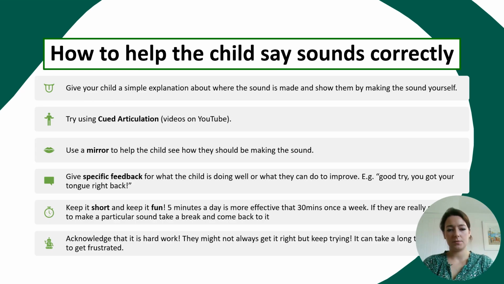Here are some tips of how to help the child that you're working with say the sounds correctly. Give your child a simple explanation of where the sound is made and show them by making this sound yourself. Try cued articulation. Videos of this are available on YouTube, but you can also watch the Introduction to Speech video provided by Surrey Council. Use a mirror to help the child see how they should be making the sound.